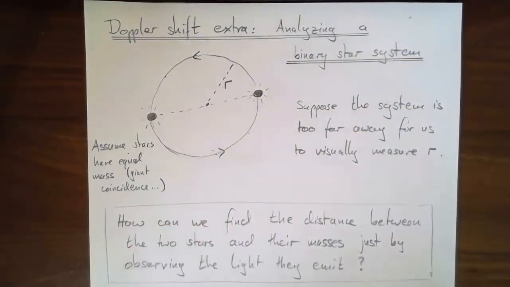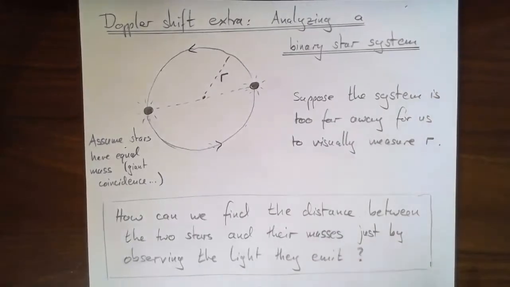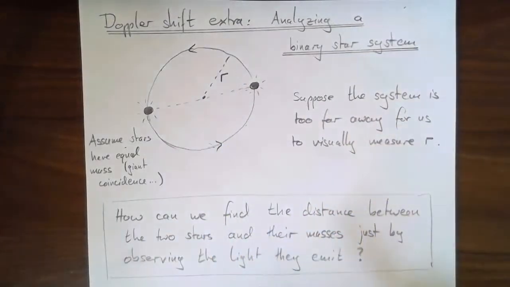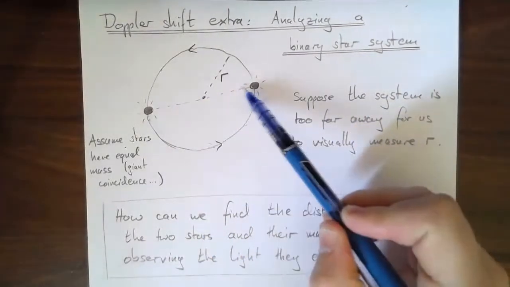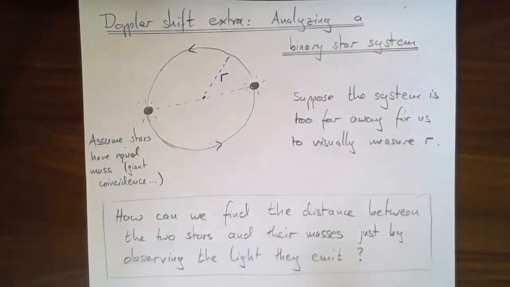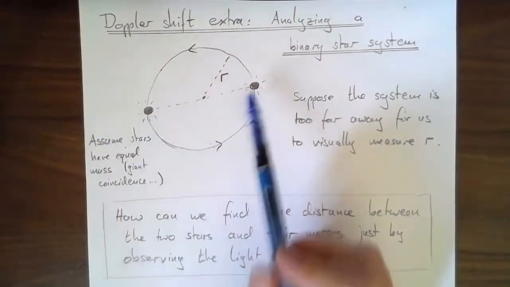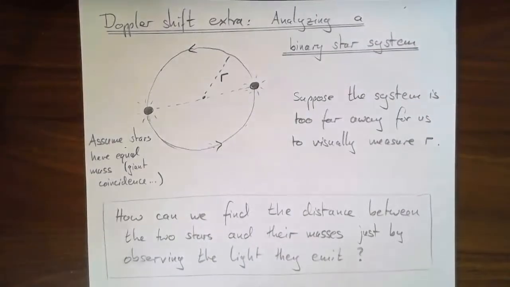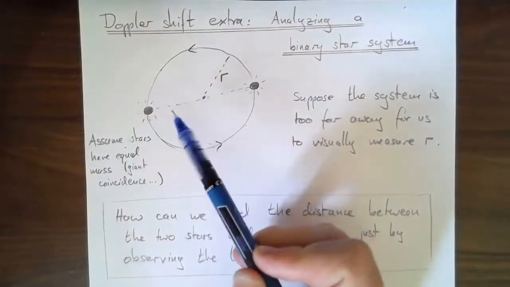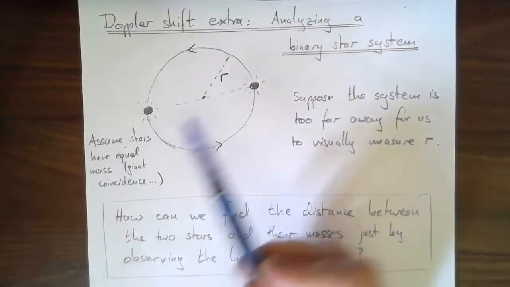But here's my claim. Just by looking at the light of those stars, that single dot that we see, I'm going to be able to figure out the distance between the stars. In other words, what is the radius of that circle, and not only that, also infer what the mass of the stars actually is. Right, that is crazy, right? I'm just looking at the light emitted by this dot in the sky.